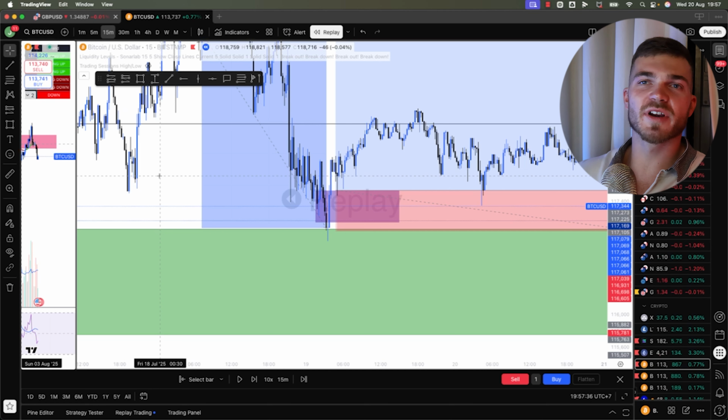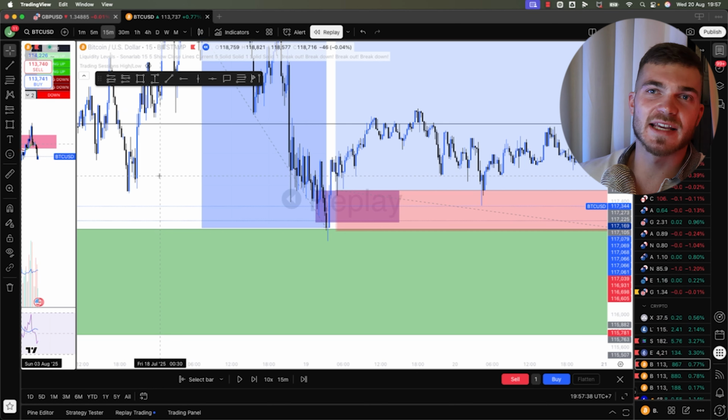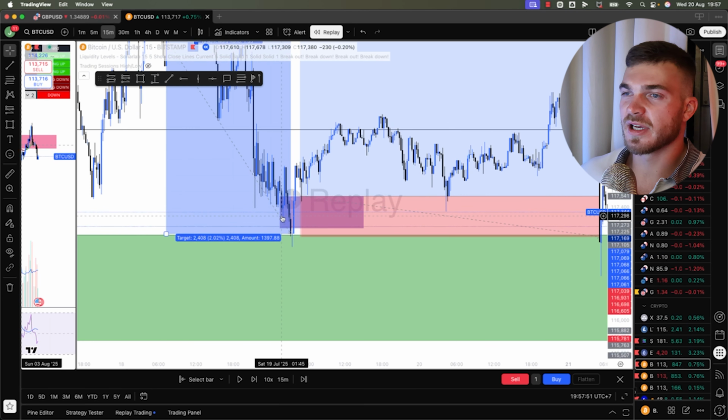So the reasoning behind inverse fair value gaps is if a fair value gap is created, it should hold. It shouldn't get broken. If it gets broken, then you're looking at the continuation isn't there, and you're looking at a reversal, a mean reversion. So we use it for our mean reversion trading.